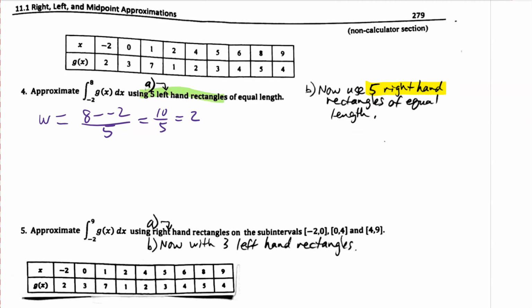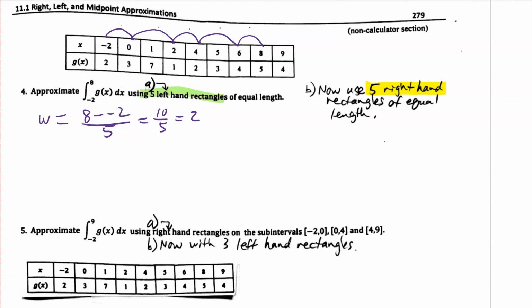we're going to go 2 units from the -2. So -2, if you add 2 units, gets us to 0. If you add 2 units, it gets us to 2. If you add 2 units, it gets you to 4, and then to 6, and then to 8. Okay, and it said 5 rectangles. Here's 1, 2, 3, 4, 5 rectangles being built right here.